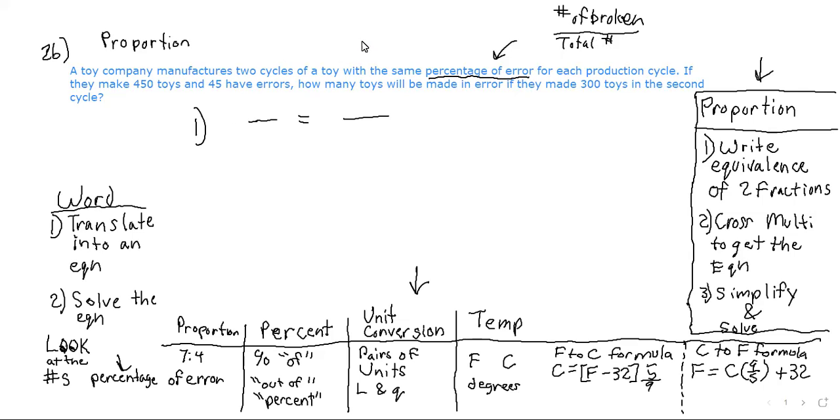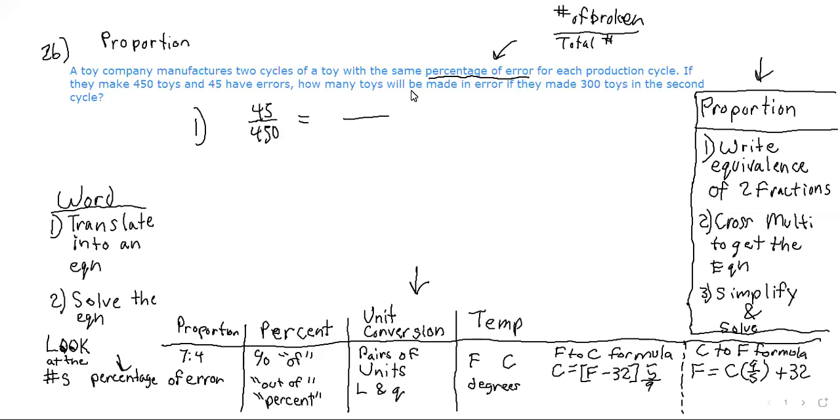All right, so now it makes sense. If we look at these two numbers, we have 450 toys and 45 have errors. It says the number of broken things go on top, so we put the 45 on top. The total is 450. We put the 450 down there.